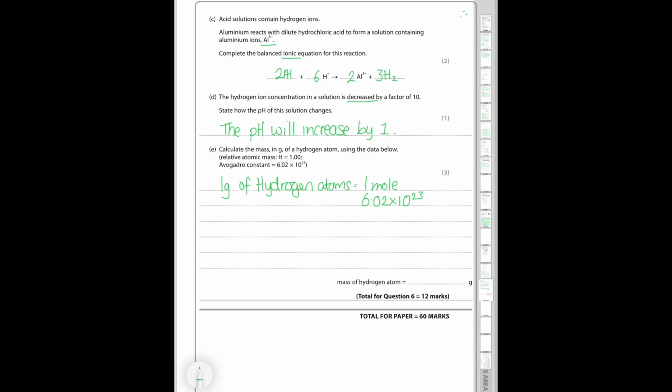So if we need to work out what the mass of 1 hydrogen atom is, we would take the mass of 1 mole of atoms, which is 1 gram. We would divide it by how many atoms there are in 1 mole, which is 6.02 times 10 to the power of 23, and that will tell us the mass of 1 hydrogen atom. And if you work that out, you get the mass as being 1.66 times 10 to the minus 24 grams. So that's the mass of 1 hydrogen atom.